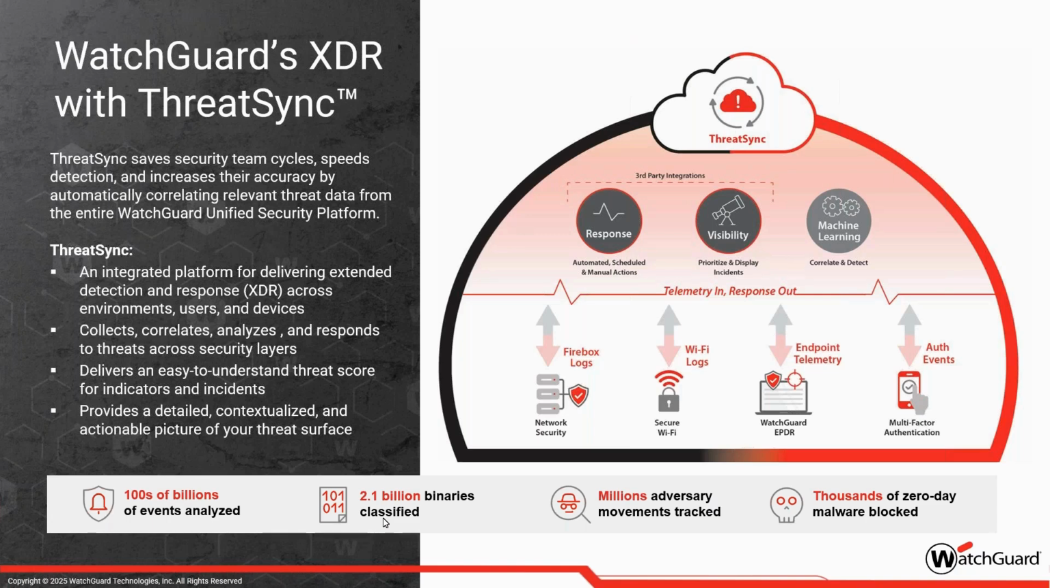And it has machine learning to do that correlation and detection. Today we have all of our security layers in the portfolio plugged into ThreatSync. So you get the Firebox for network security, you get Wi-Fi so you can detect rogue access points within your Wi-Fi environment. All that endpoint telemetry and authentication information is sent to this ThreatSync system, and again enters into a system for threat scoring of both indicators and incidents so you can prioritize, know what's most important, and take action against those threats.